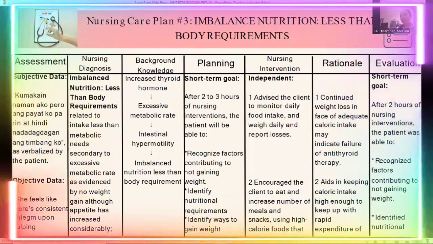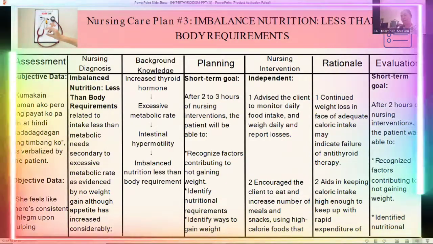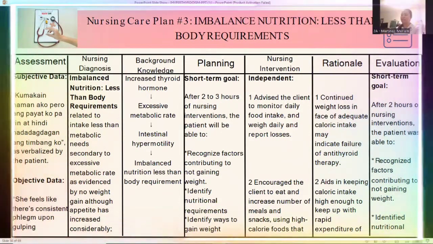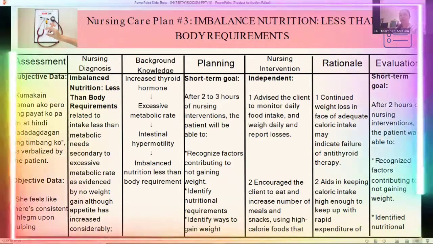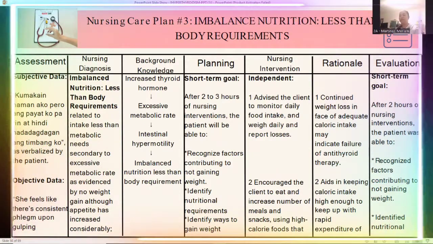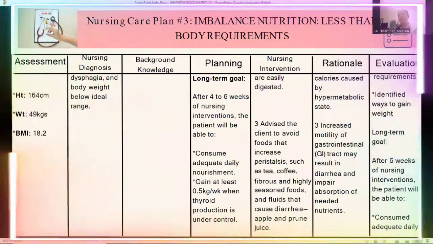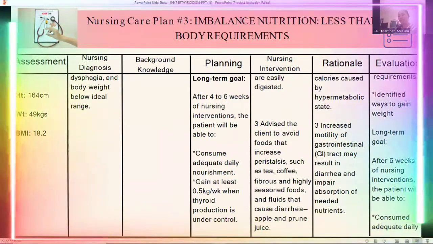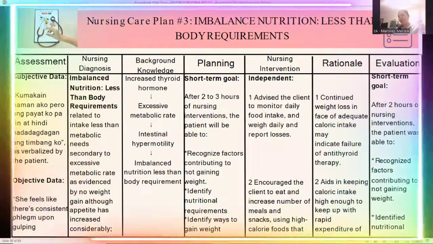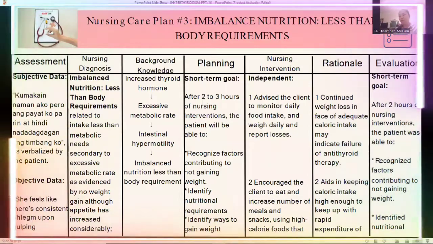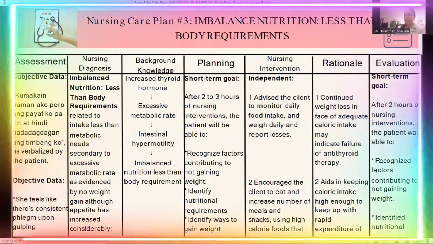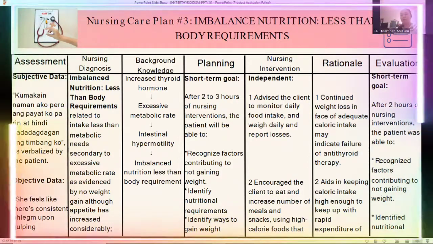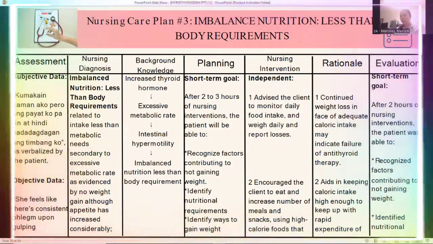For our nursing diagnosis, imbalanced nutrition less than body requirements related to intake less than metabolic needs secondary to excessive metabolic rate as evidenced by no weight gain although appetite has increased considerably, dysphagia, and body weight below ideal range. So for the background knowledge, the increased thyroid hormone may lead to excessive metabolic rate that leads to intestinal hypermotility and then leads to imbalanced nutrition less than body requirement.